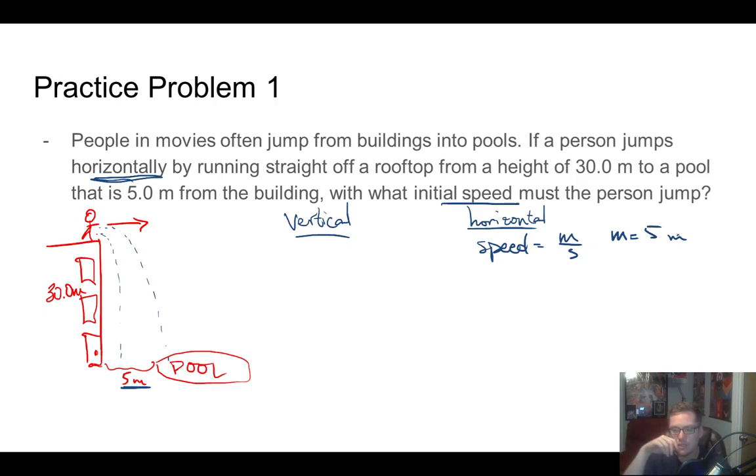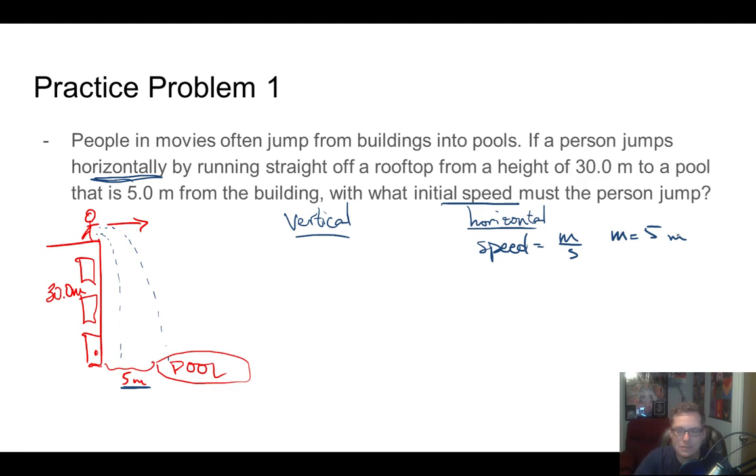How much time do we need to have? We need to cover 5 meters in a certain amount of time, and it needs to be at least as much time as it takes to fall, because if it takes us more than the time it takes to fall, we're going to hit the ground. We're not going fast enough. That's what we're going to find from the vertical components: our time.